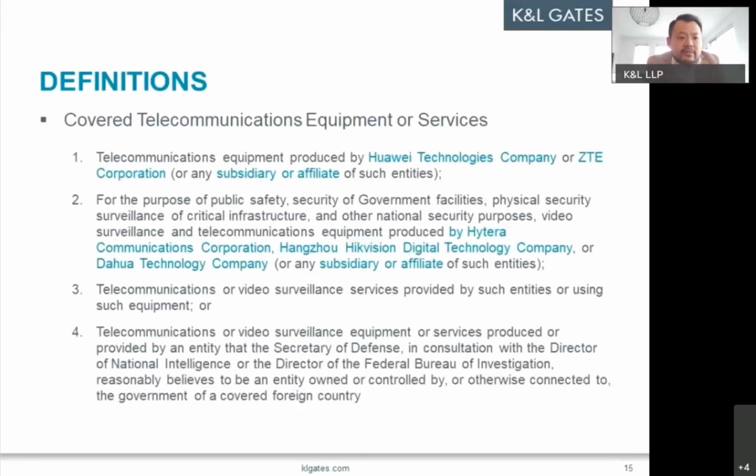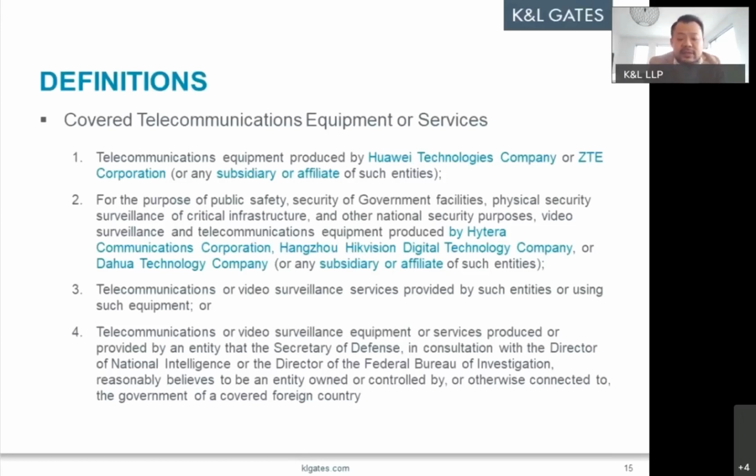Okay, so covered telecommunications equipment or service, what is it? Well, it's a very lengthy and kind of run-on definition of the various components to it. But in a nutshell, it covers anything that is telecommunications related in terms of equipment or services that are produced by Huawei Technologies or ZTE or any of their affiliates, and also includes certain other video related equipment produced by other Chinese entities like Hytera, Hikvision, Dahua, and the like. And so that is the general definitional parameters that were given.